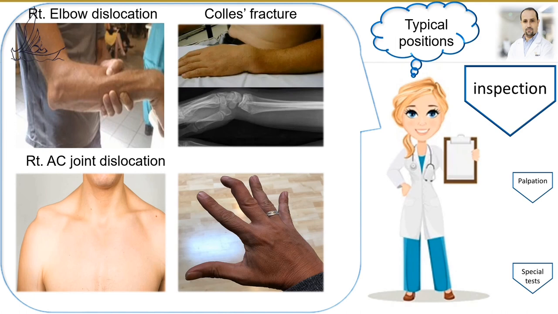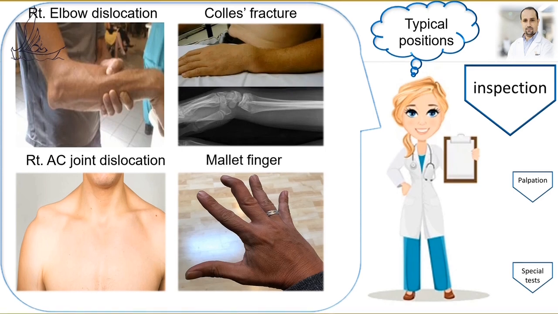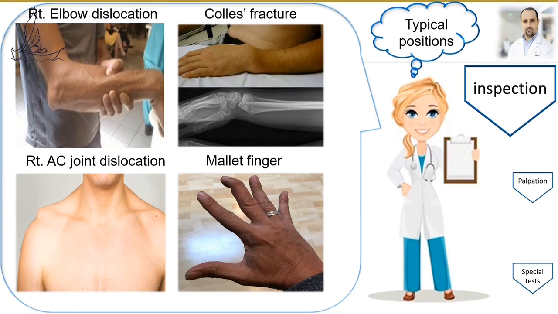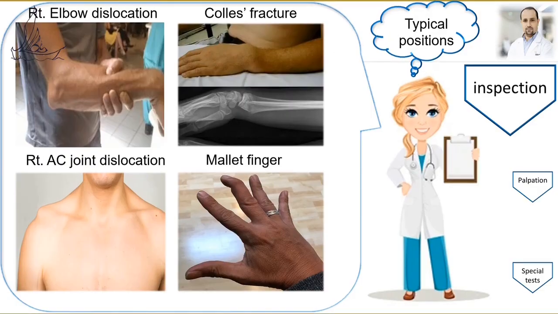Mallet finger, the disability to fully extend the distal interphalangeal joint, as in this middle finger, is usually typical for an avulsion fracture or disruption at the insertion point of the extensor tendon.